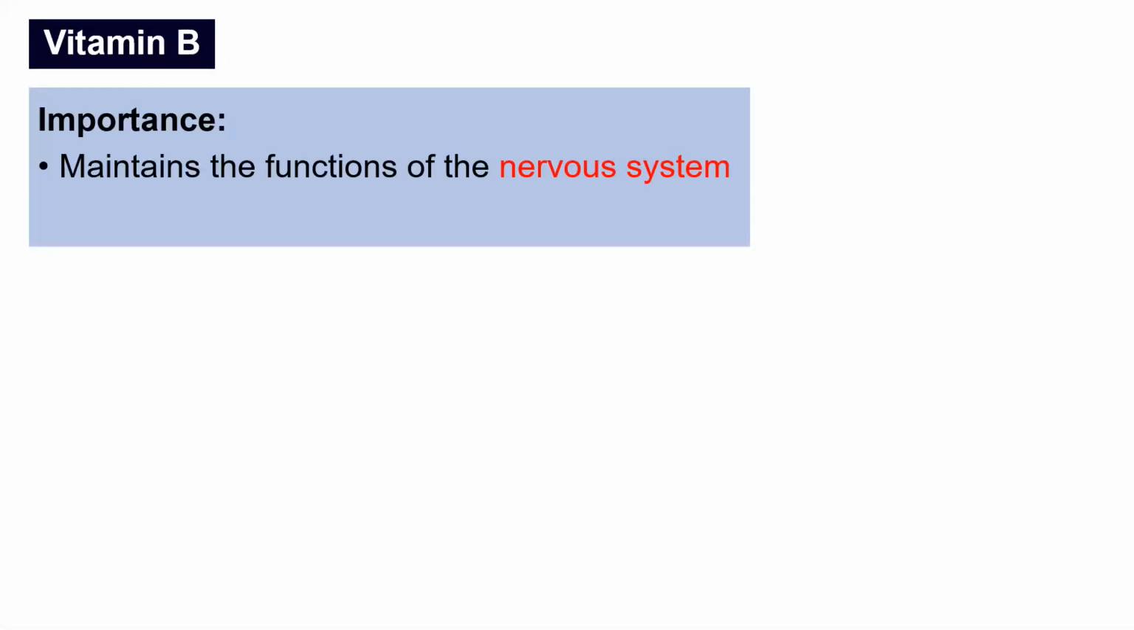Okay, vitamin B. Vitamin B is very important for the nervous system.